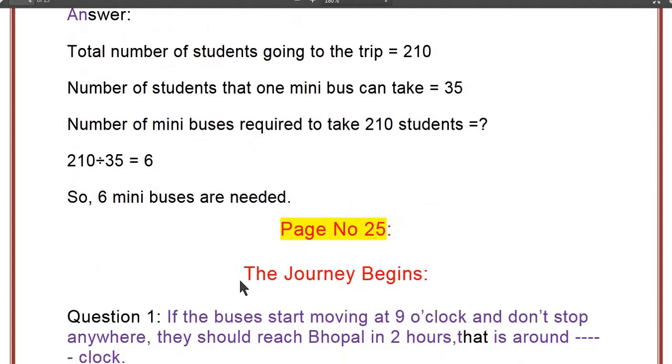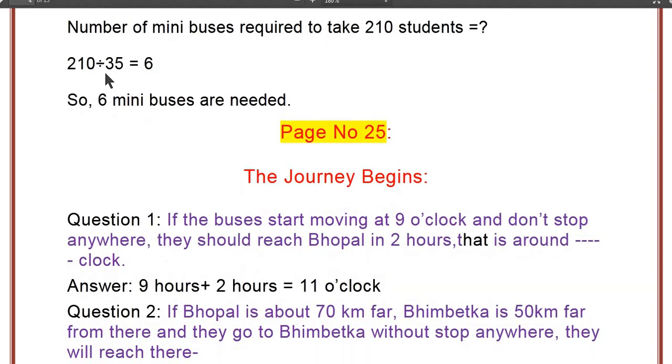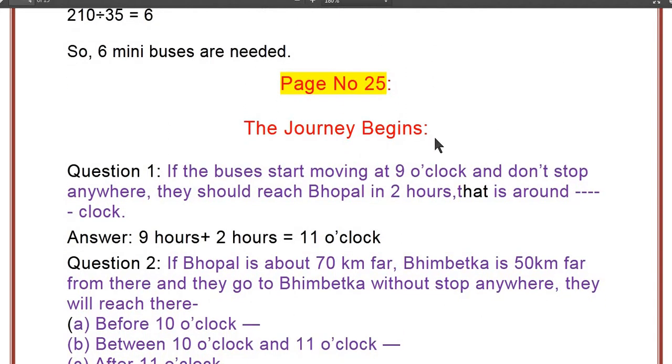Page number 25. The journey begins. Here 210 divided by 35 is given. You have to show the calculation of 210 divided by 35 yourself. Question number 1. Journey begins. If the buses start moving at 9 o'clock and don't stop anywhere, they should reach Bhopal in 2 hours, that is around clock. 9 hours plus 2 hours is equal to 11 hours.